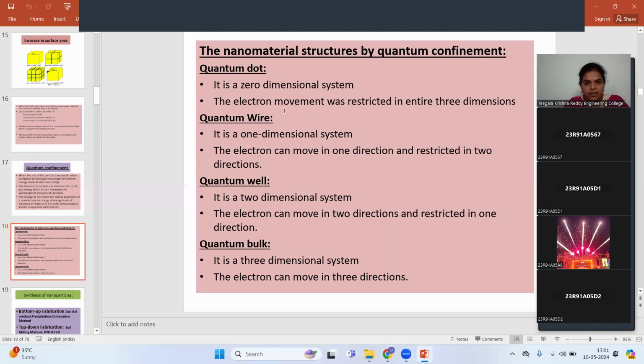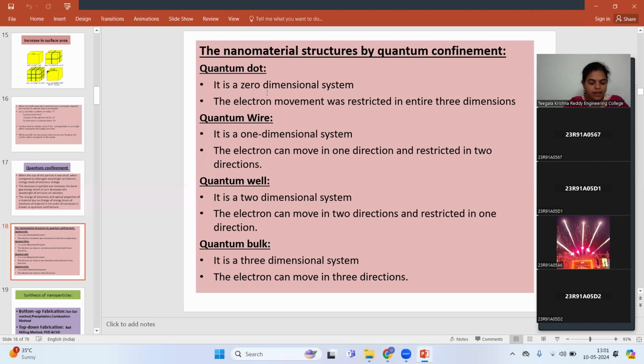in several forms. They are quantum dots, quantum wire, quantum well and quantum bulk. What is a quantum dot? It is a zero-dimensional system. The electron movement is restricted in all 3 dimensions. It is known as a quantum dot. And what is a quantum wire? It is a one-dimensional system. The electron can move in one direction and is restricted in 2 directions.